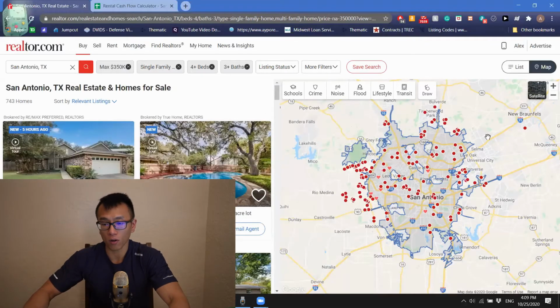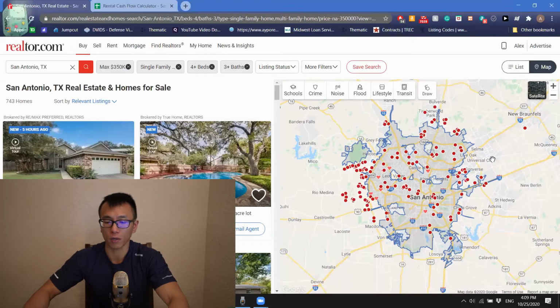Now that we have all our filters together, we have all these locations and properties that are listed right now in San Antonio, Texas. The question becomes, which type of area should I be looking into? There are a lot of properties listed right now, and where should I start? This is where you have to do a little bit of research.